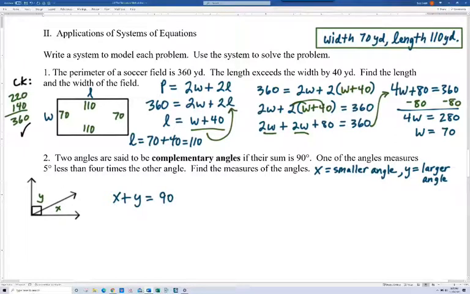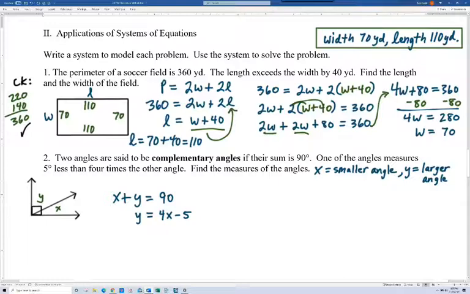But we also have that one of the angles measures 5 degrees less than 4 times the other angle. Now we're assuming that the one that's 5 less than 4 times the other is going to be the bigger angle. And so let's say y equals, now 4 times the other angle would be 4x, and if you want 5 less than that, you subtract off 5.